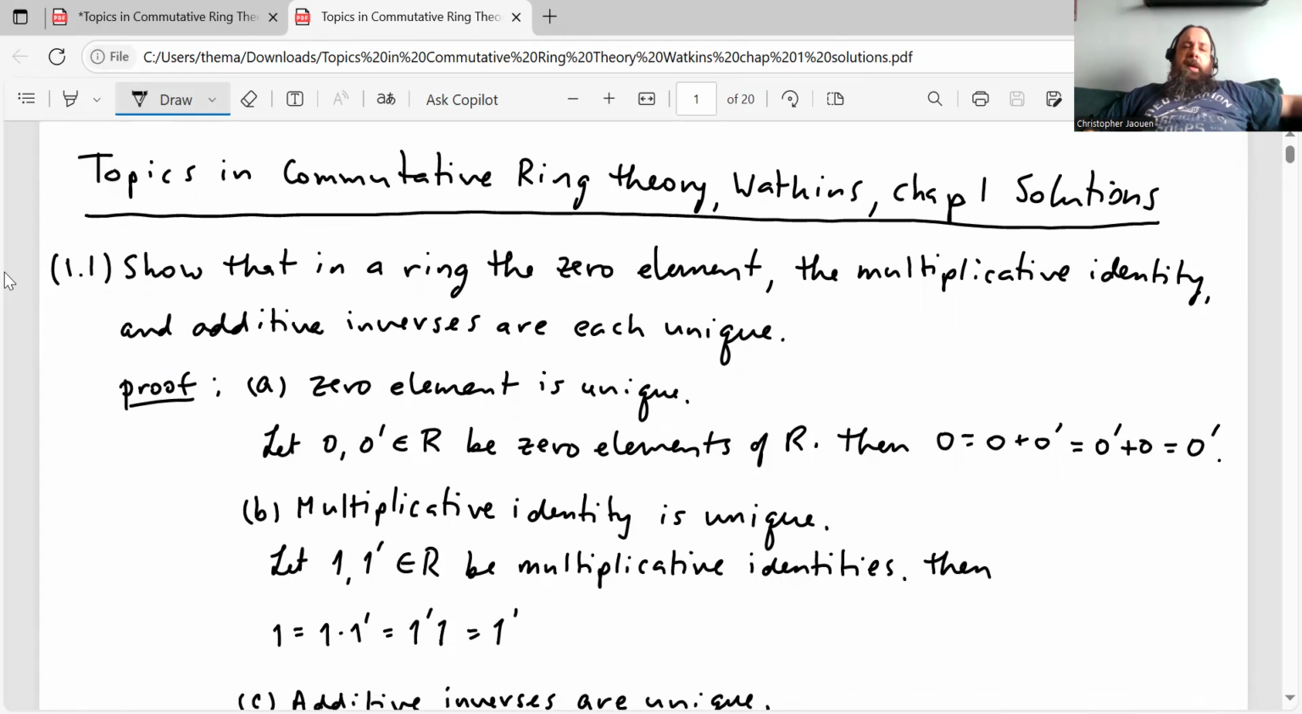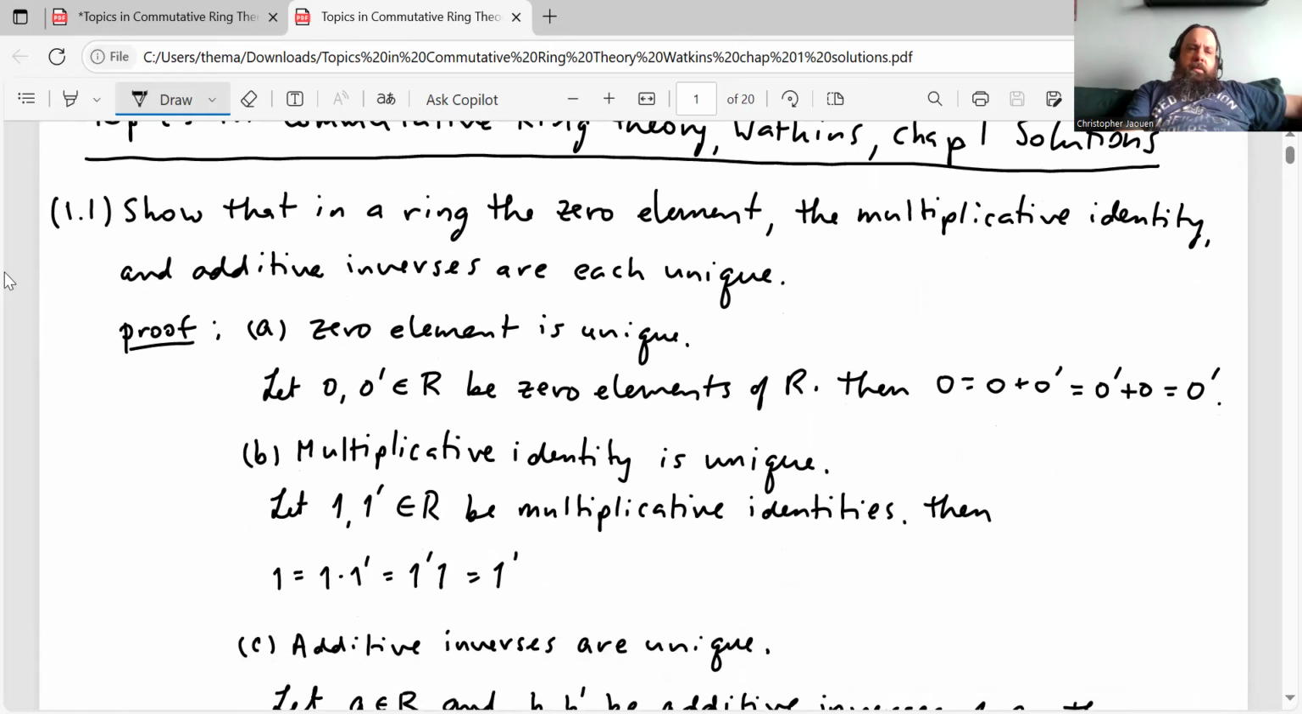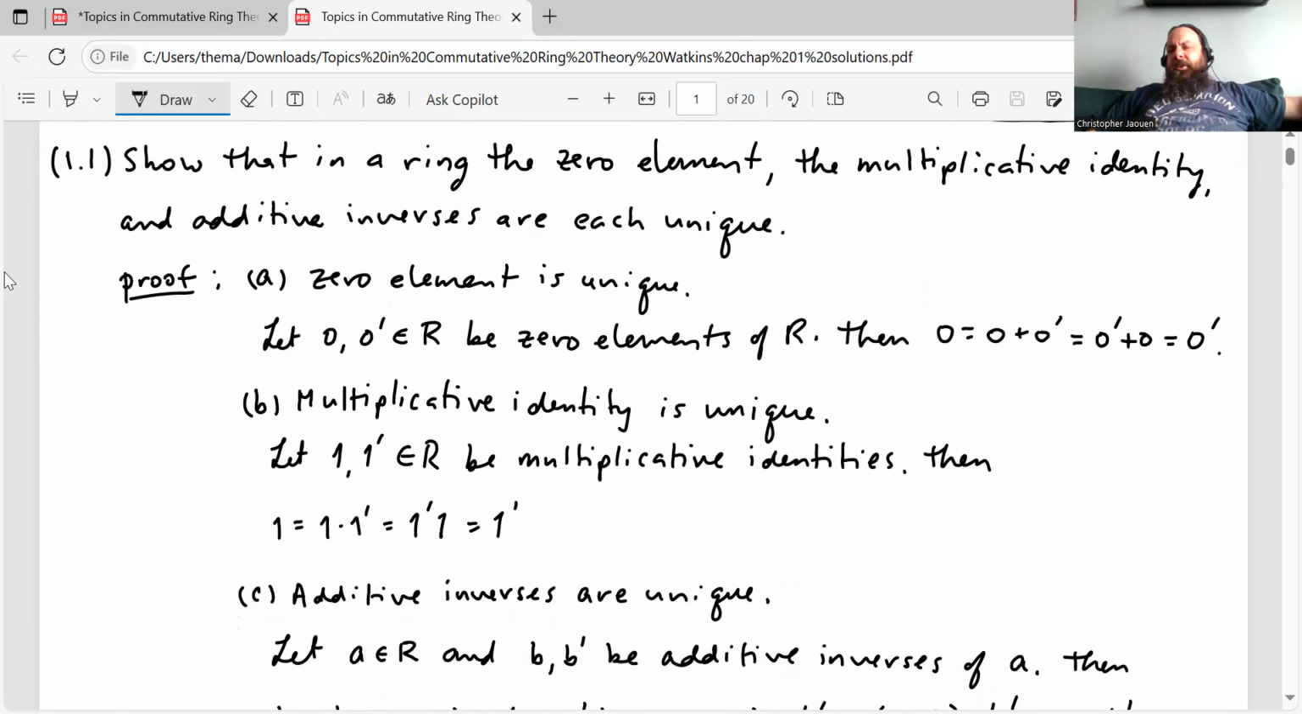Okay, so question 1.1. Show that in a ring, the zero element, the multiplicative identity, and additive inverses are each unique. We've done this before for fields in Spivak, for example, but the proofs are very similar here for a ring. Fields are an example of a ring too, but they have additional structure beyond just the ring structure. I'm not going to get ahead of myself here, so let's just do this. Okay, part A. The zero element is unique.